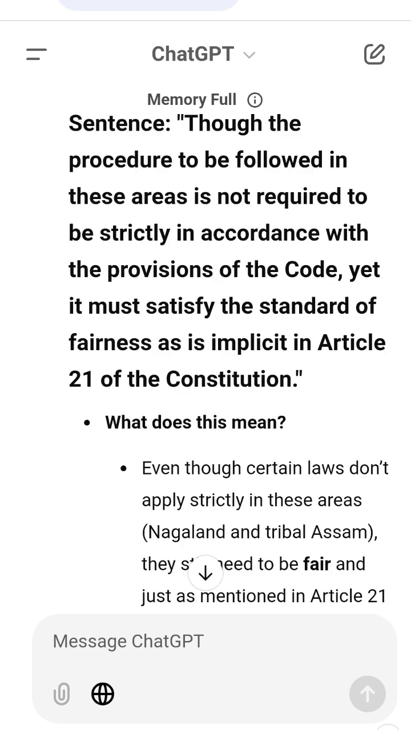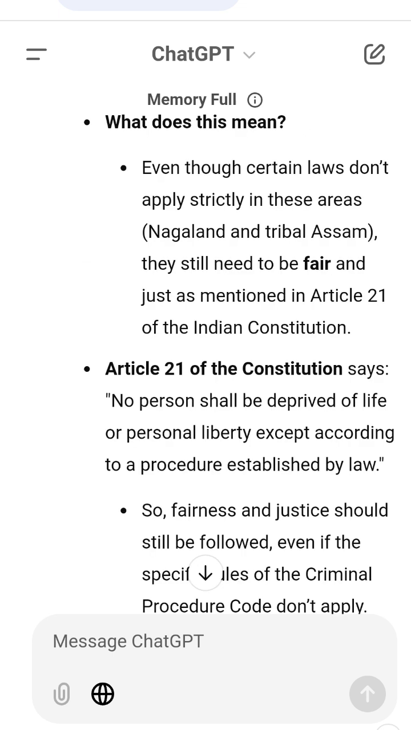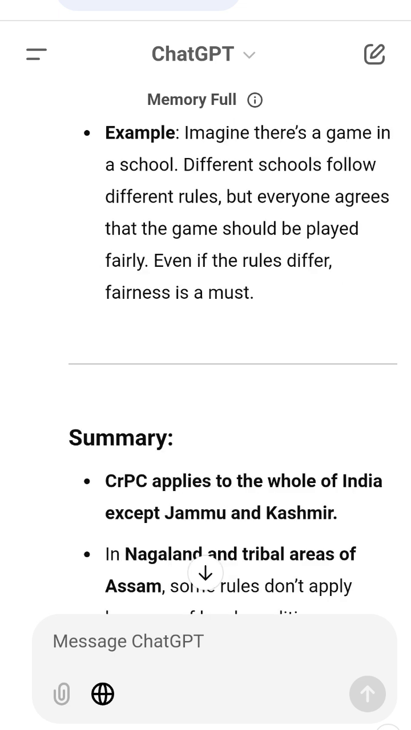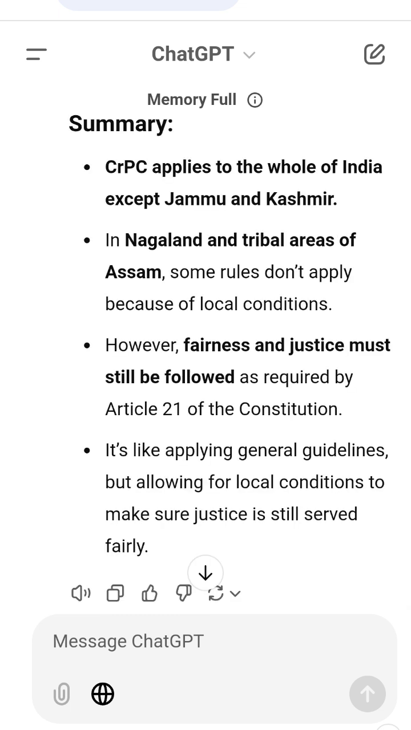Summary: CRPC applies to the whole of India except Jammu and Kashmir. In Nagaland and tribal areas of Assam, some rules don't apply because of local conditions. However, fairness and justice must still be followed as required by Article 21 of the Constitution. It's like applying general guidelines, but allowing for local conditions to make sure justice is still served fairly.